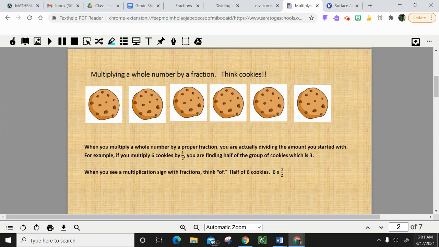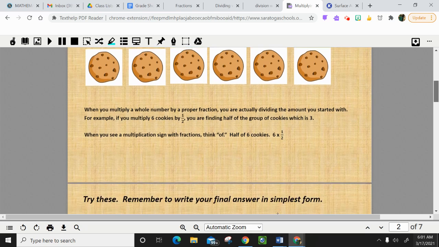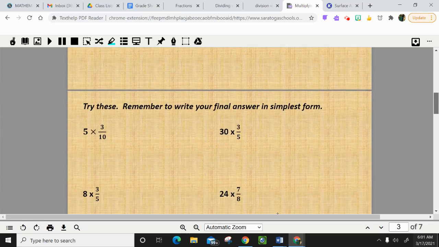So multiplying a whole number by a fraction, think of cookies. When you multiply a whole number by a proper fraction, you're dividing the amount you started with. If you multiply 6 cookies by half, you're finding half of the group of cookies, which is 3. When you see a multiplication sign with fractions, think of half of 6 cookies is 6 times 1 half.